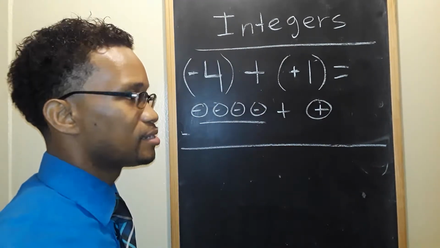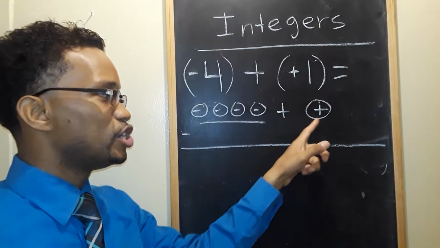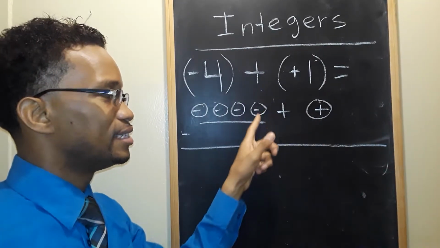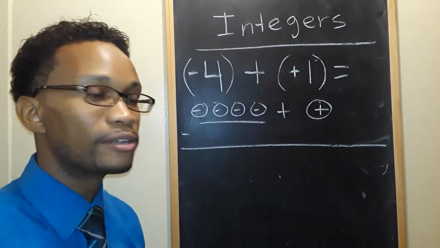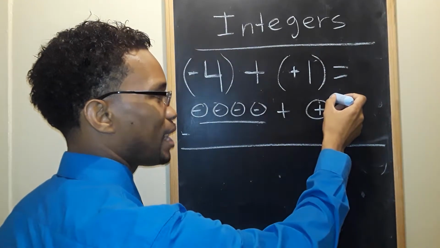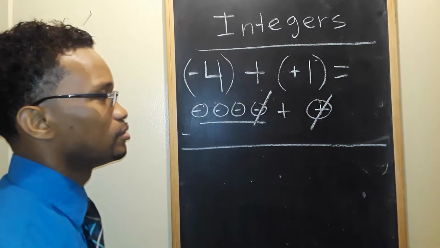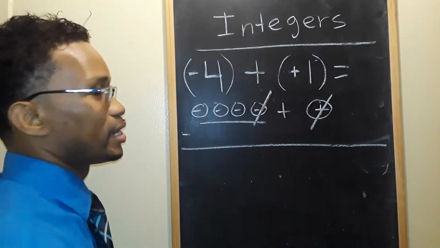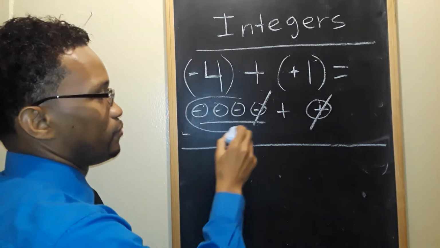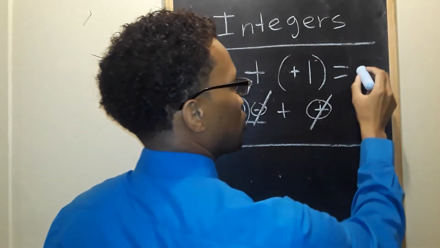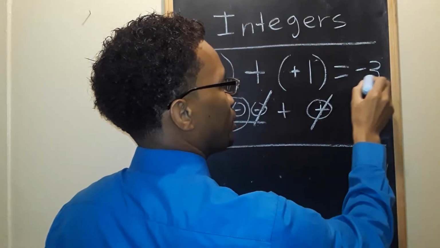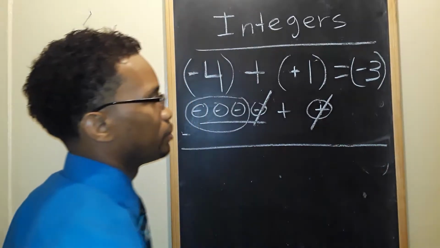Zero pairing means for each sign, you cancel out the opposite sign for every one. So since we only have 1 positive here, we can only cancel out 1 of the negatives. Since these 2 cancel out, what is left? We're left with 3 negatives. So the answer is negative 3. Okay?